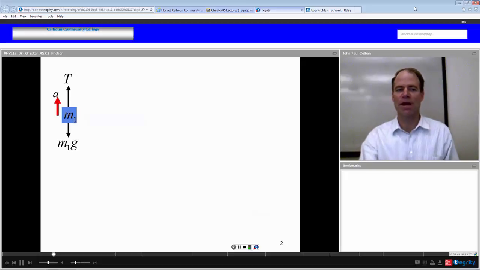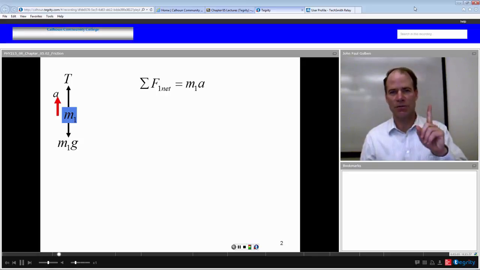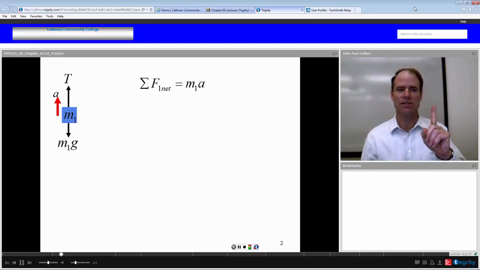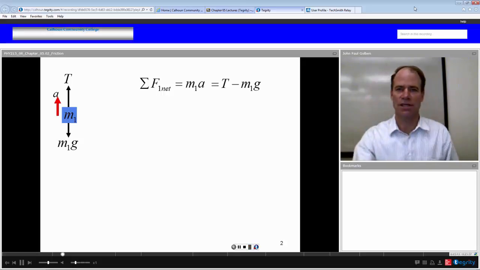So looking at the free body diagram number 1 for mass 1, I set up my Newton's second law equation. The summation of all the forces acting in the y direction of mass 1 is equal to my net force, mass 1 times acceleration, and that's equal to the net force in the direction of acceleration. In this case, my positive direction will be up because that's the direction of my acceleration. So that's going to be tension minus m1g. So that's my first equation based on that.